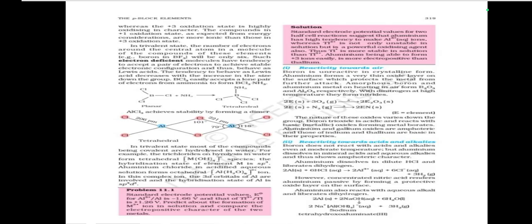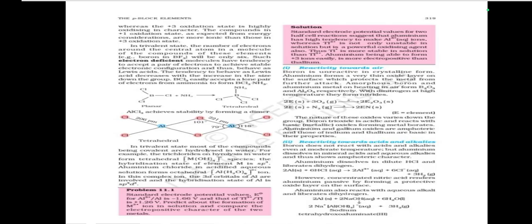Solution. Standard electrode potential values for the two half cell reactions suggest that aluminum has a high tendency to make Al3+ ions, whereas Tl3+ is not only unstable in solution but is a powerful oxidizing agent. Also, Tl+ is more stable in solution than Tl3+. Aluminum, being able to form tripositive ions easily, is more electropositive than thallium.